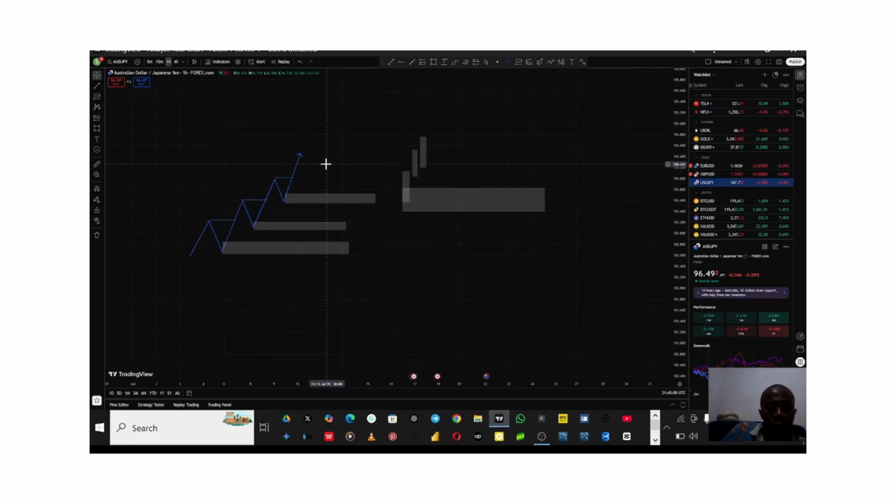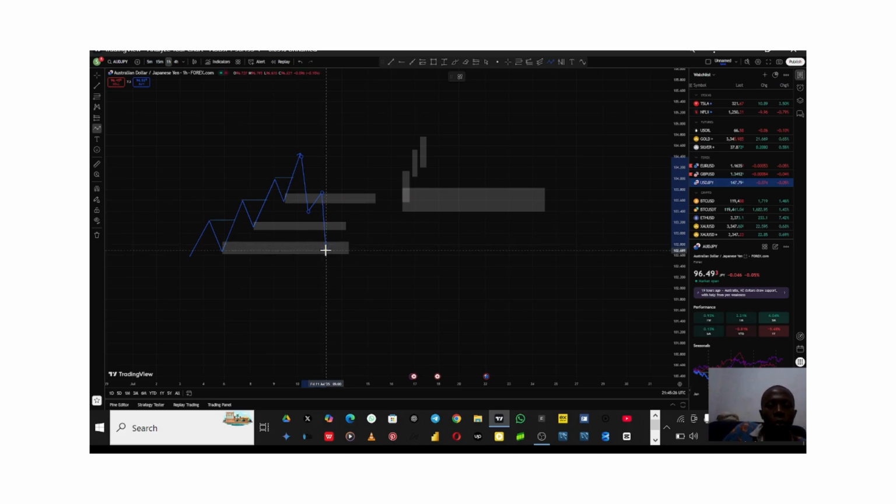So we just wait for the market to do something like this, then I choose this lower one. Wait for the market to break these inducements and also break the structural liquidity. The market will then come into your order block.